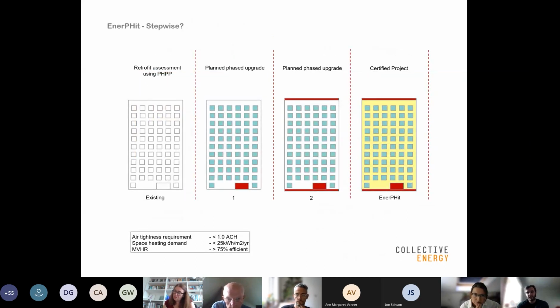Enerphit has a stepwise option as well, so the retrofit plan that Natasha discussed. You can set the plan, do the full model from the outset, and look at how you can actually implement it over a period of time. That will depend on each project and its typology.